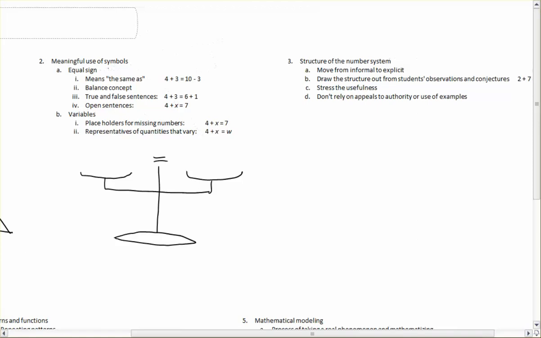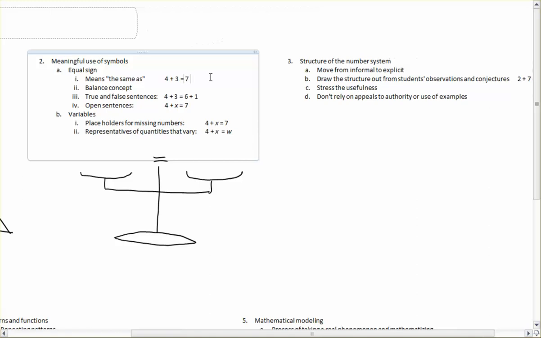Meaningful use of symbols is also another important part of algebraic thinking, and there's really 2 types of symbols that we focus a lot on in algebraic thinking, the equal sign and also variables. Unfortunately, a lot of kids walk away from school with a misunderstanding of the equal sign. They think it means do this. So for example, if I have 4 plus 3 and I put equals down, they think the equal means do 4 plus 3, and in fact the software here even thinks that when I hit spacebar it does it. 4 plus 3 is 7.